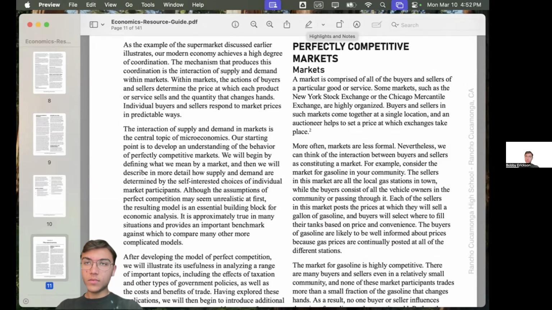Normally, however, this is not the case. Normally, markets are actually a lot less formal. They aren't all organized into one area. We can think about buyers and sellers interacting as what makes up a market. It's not just everyone coming into one place. It's not just a supermarket. It's buyers and sellers coming even less formally to just interact in general.